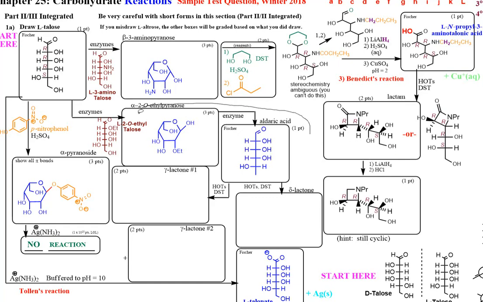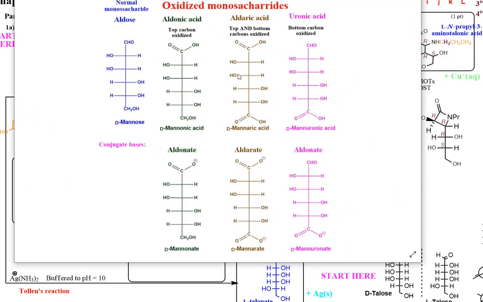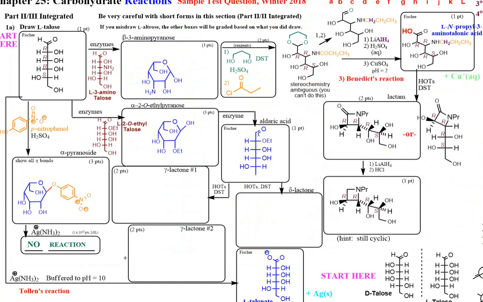Switching over here, we're going to convert our sugar to an aldaric acid, carbon 2 having O-ethyl. Aldaric acid is the one I misspoke about earlier, and it looks like this. It's this column here where both the top carbon and bottom carbon have become oxidized, both to carboxylic acids. Conjugate base is an aldarate. So we're going to make this a carboxylic acid and the bottom one also.